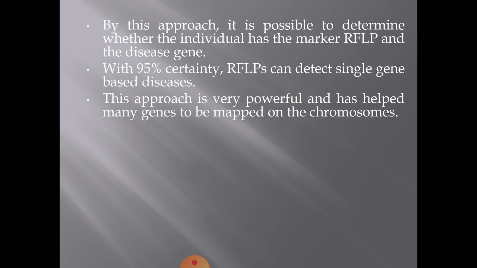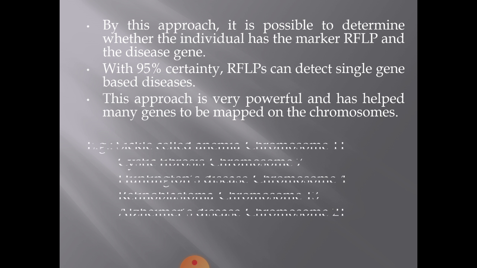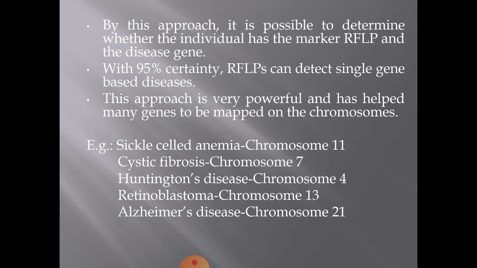There are a few success stories. This approach is quite powerful and has helped many genes to be mapped on the chromosomes. For example, sickle cell anemia: they have come to know that it is on chromosome 11. In the same way, cystic fibrosis on chromosome 7, Huntington's disease on chromosome 4, retinoblastoma on chromosome 13, Alzheimer's disease on chromosome 21. They are all single gene based diseases, and they have been able to spot the position of these genes through RFLP.